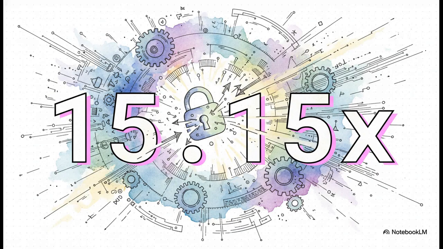And now for the number that's going to blow your mind, the speed. For those homomorphic encryption tasks that we talked about being so slow, PAC delivered a speedup of 15.15 times. Let me put that in perspective for you. In this field, getting a 1.5 times speedup is cause for celebration. 15 times? That's not just a step forward. That is a completely different universe.